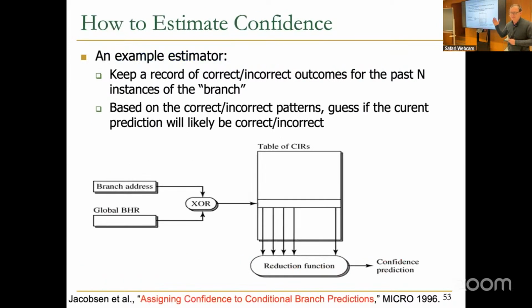So this is one example estimator, but people have used more recently Perceptron-based estimators also. There are many different types of confidence estimator. Very similar to what we have seen, branch address, global branch history register. You keep a record of correct and incorrect outcomes for the past n instances, and based on the correct and incorrect patterns, guess if the current prediction will likely be correct or incorrect. There are better ways of doing it today, which I will not go into.